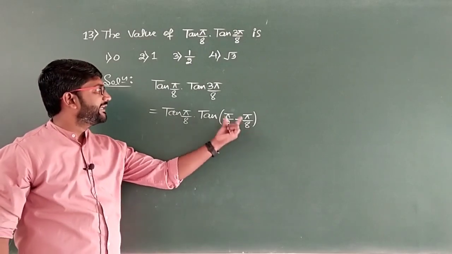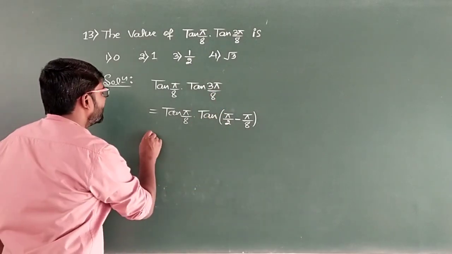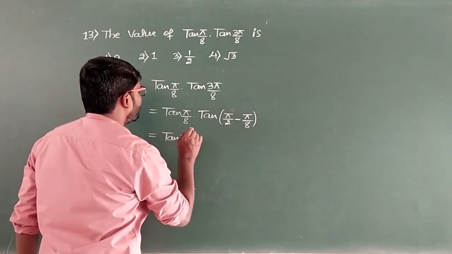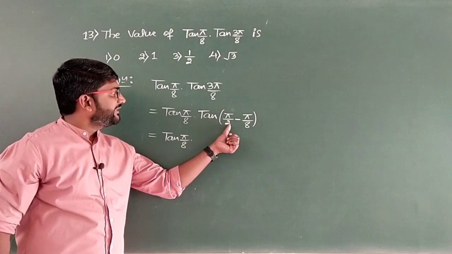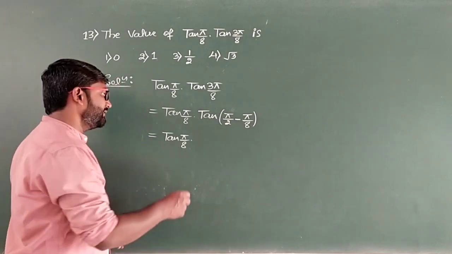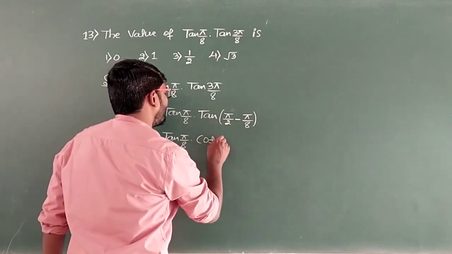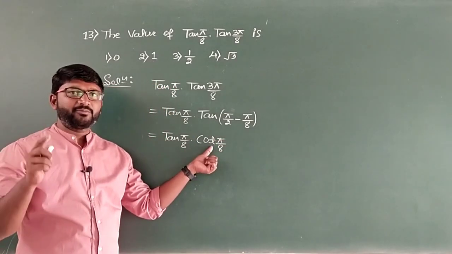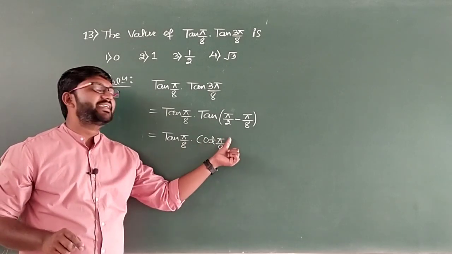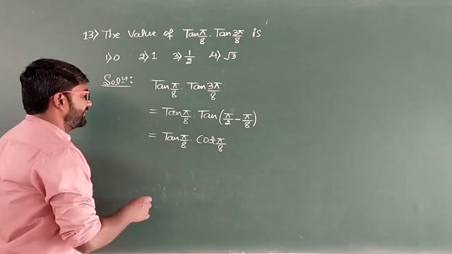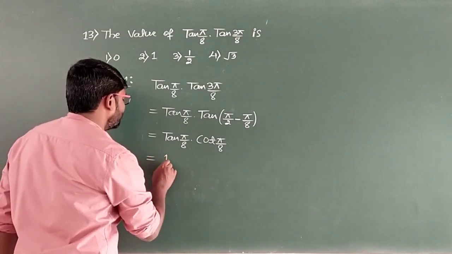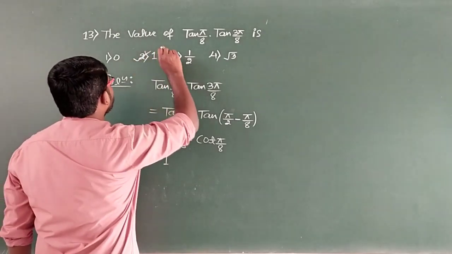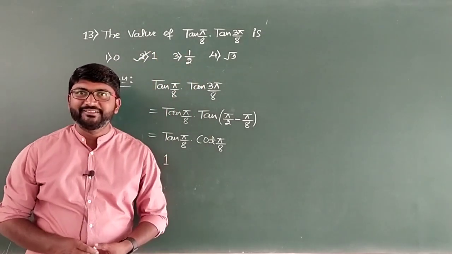If we take the LCM, we get back the previous term. So now tan pi by 8 into, this is in the form of tan of 90 minus theta, which is cot theta. So we have cot pi by 8. So tan pi by 8 into cot pi by 8 will be 1. These two get cancelled because cot pi by 8 can be written as 1 divided by tan pi by 8. So both get cancelled and we have the answer as 1. Check the given options now. Option 2 is the correct answer. This is all about question number 13.